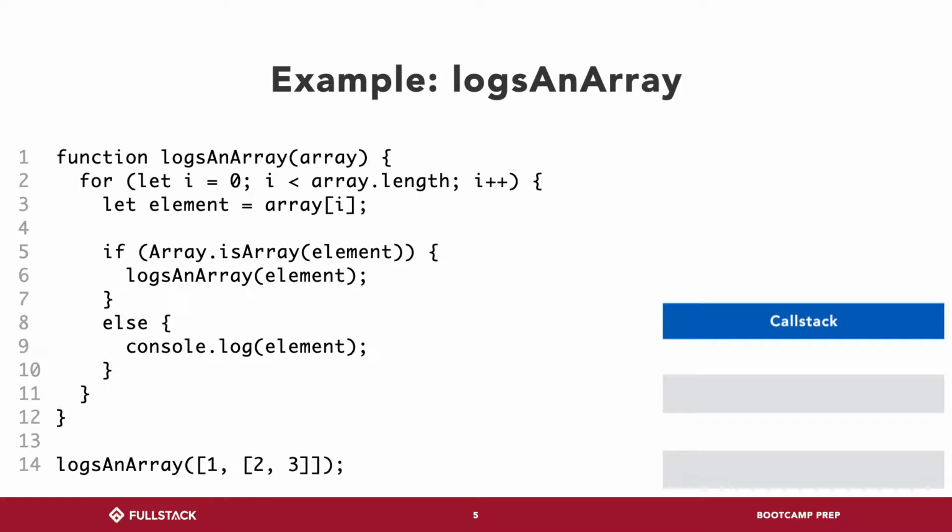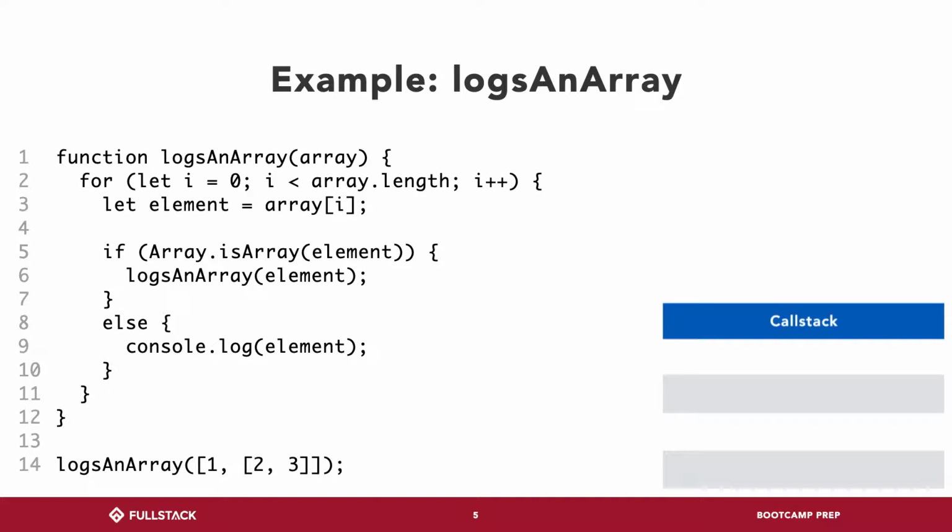So the function logs an array will loop through the array. It will pull out the current element. It will check if that element is an array. If it's not, it's going to console log the element. If it is, we're going to call logs array on that element. And at the end, we're not doing anything. We're just going to check the console.